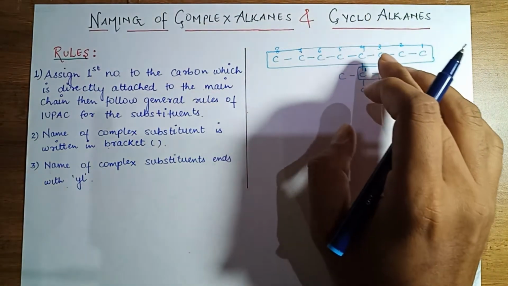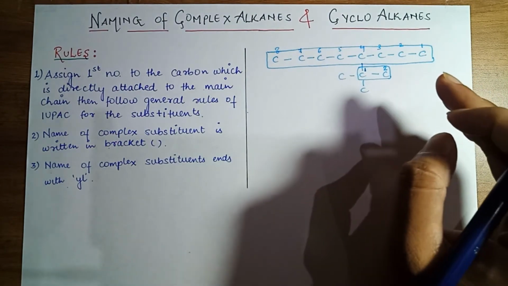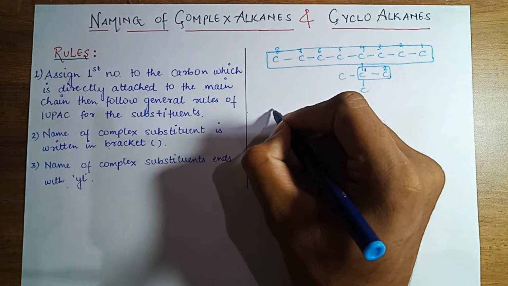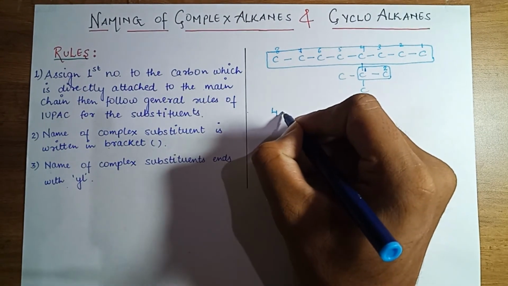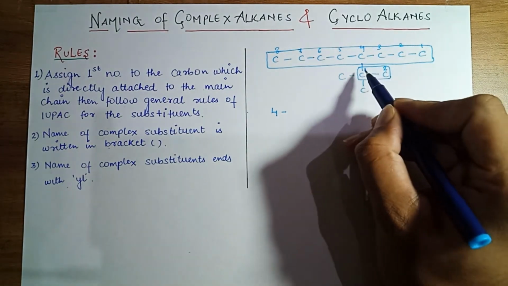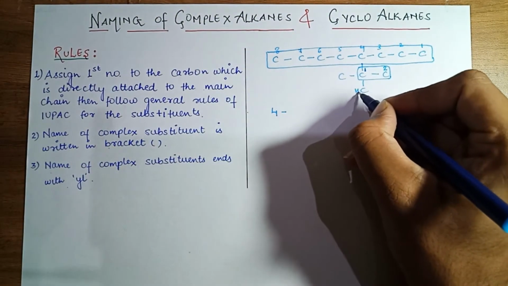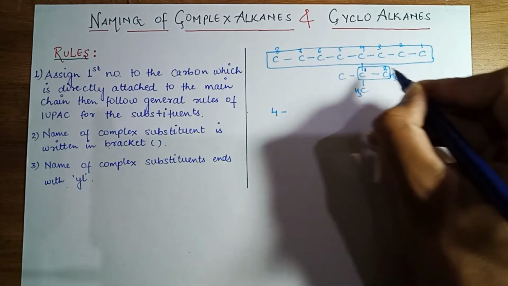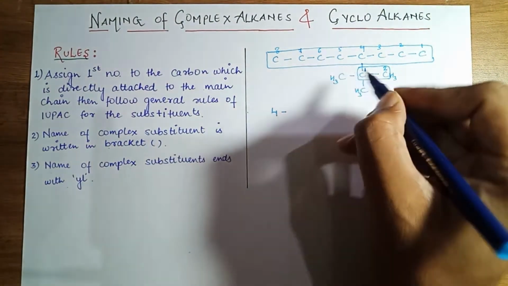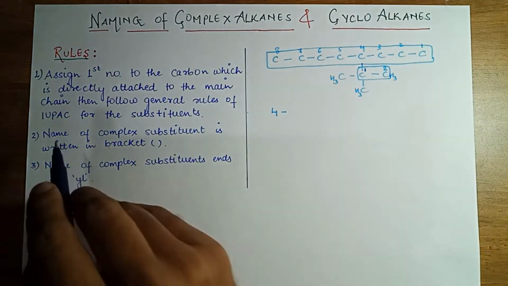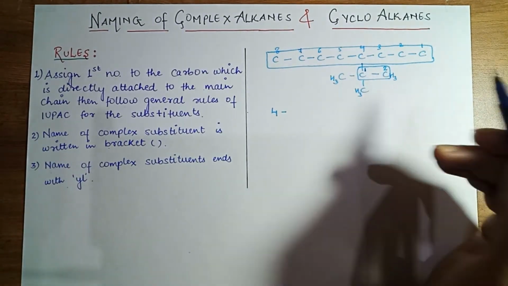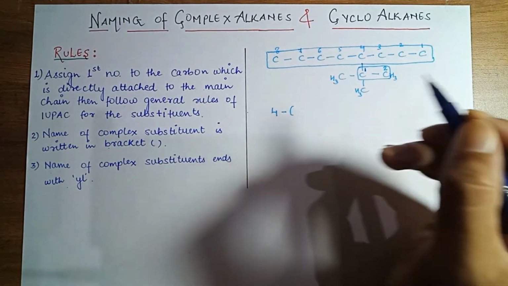In order to name this compound, we begin with the prefix, that is, with the branching. The branching is at the 4th carbon. Then we have to name this substituent. You can fill the valency. It is CH3, CH3, and CH3. In this, the second rule is that the name of the complex substituent is written in brackets. So the name of the complex substituent you have to write in the bracket.